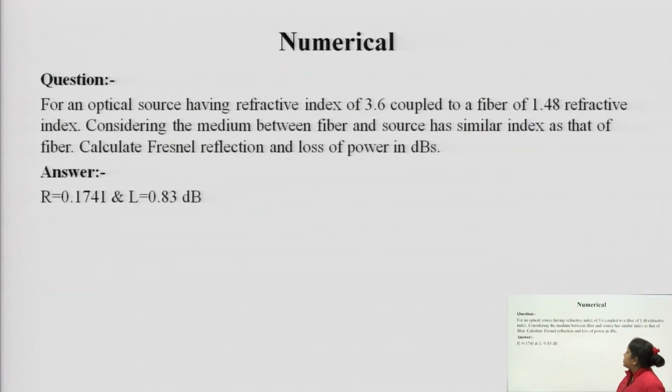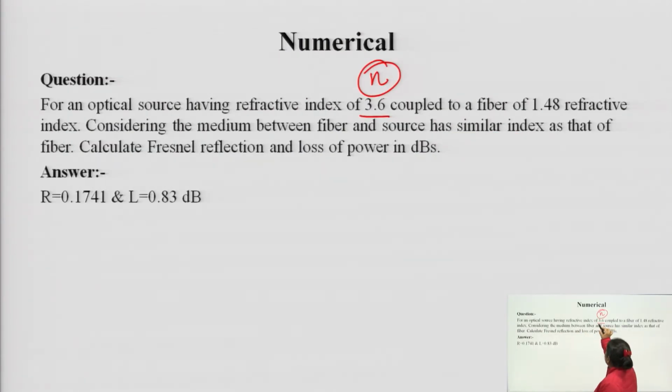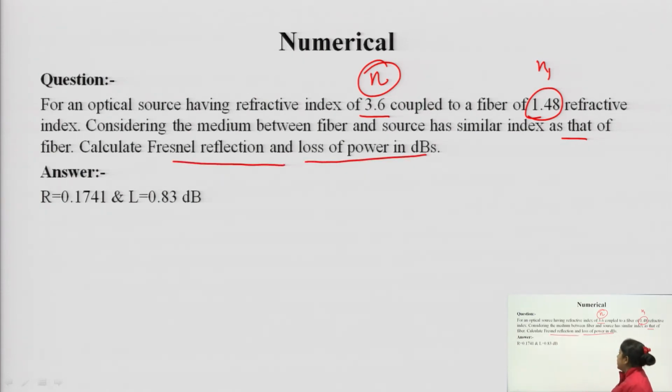For this particular case, what is the question here? For an optical source having a refractive index of 3.6 coupled into a fiber, so N here is the refractive index of the source, equal to 3.6, and the fiber has a refractive index of 1.48. Considering the medium between the fiber and the source has a similar index as that of the fiber, calculate the Fresnel reflection and the loss in power in dB.